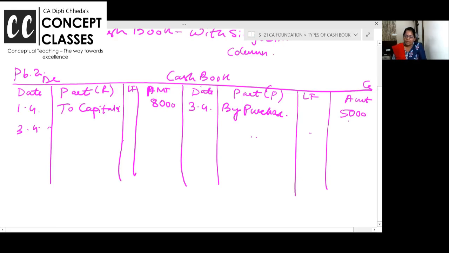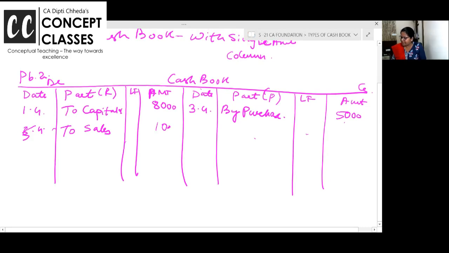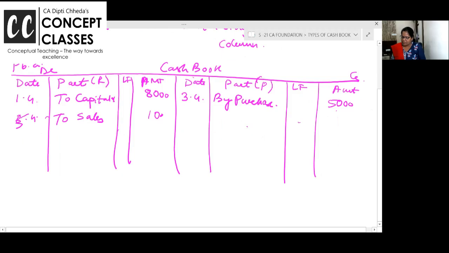5th of April, we have sold goods for cash. So in the cash book what will we write? To sales. Cash is coming in. By way of sales, cash is coming in. Cash account debit to sales, 100. Then after that, 6th of April, received cash from Mohan. So 6th of April, cash account debit to Mohan, 360.